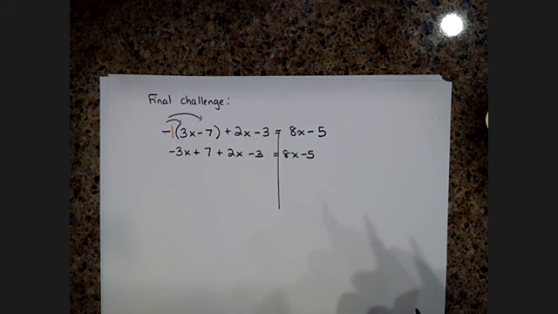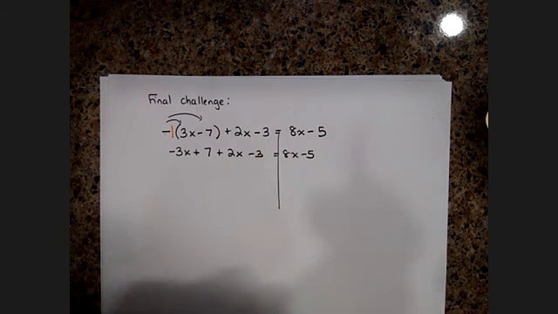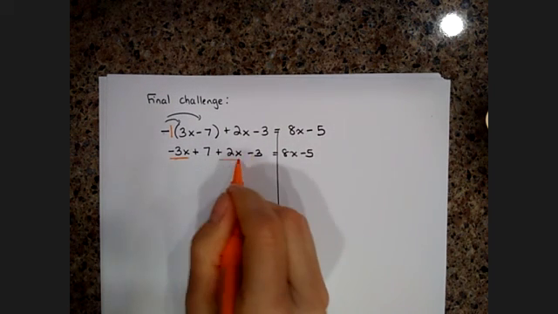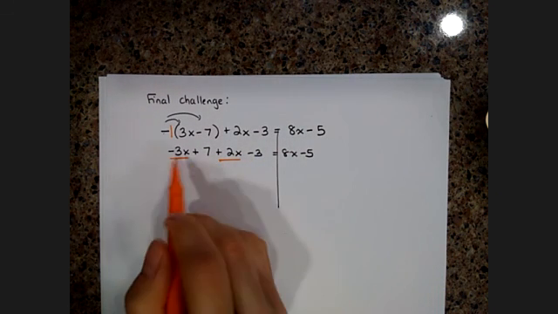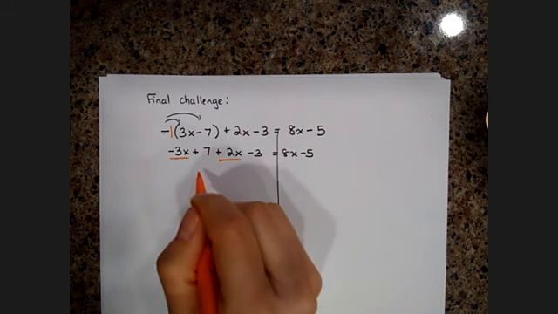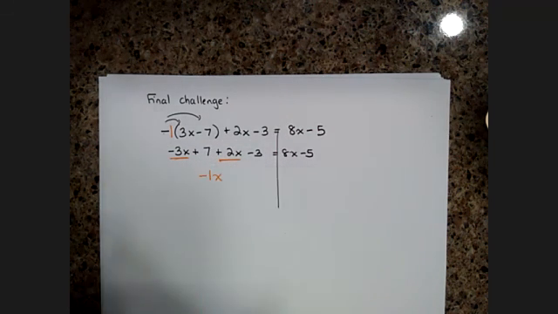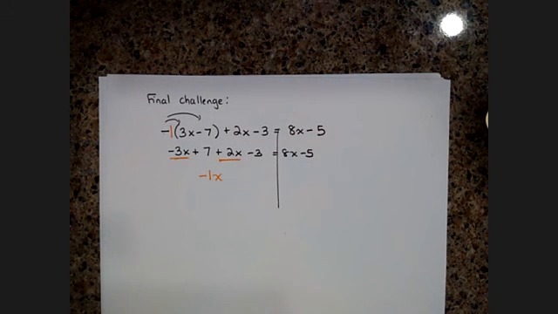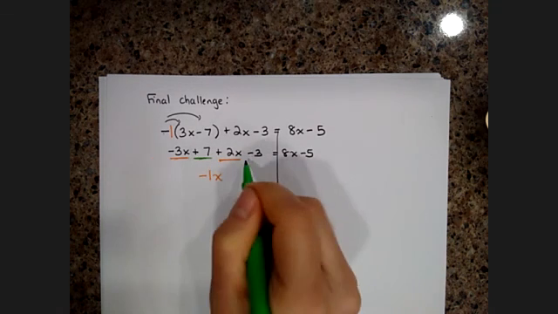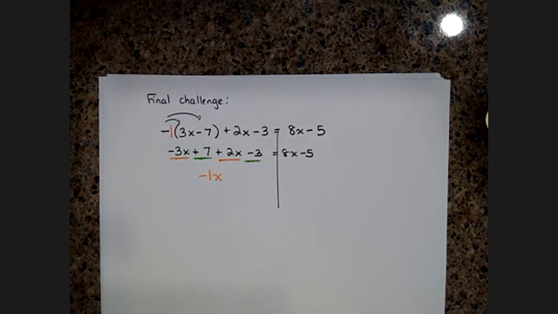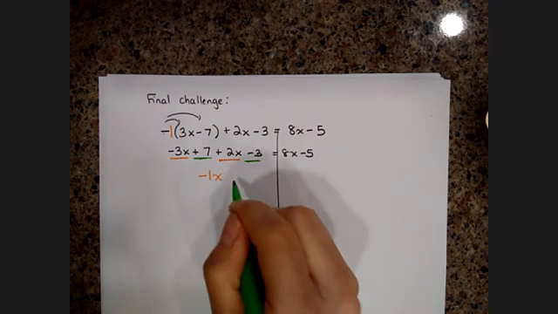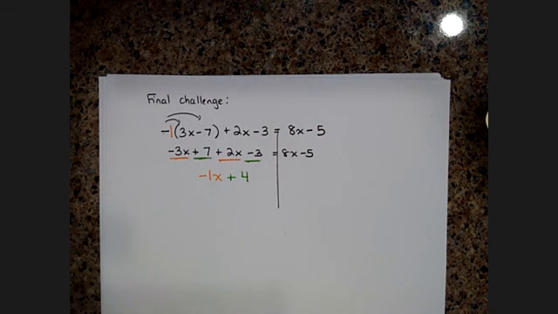All right, now it looks like I have some cleanup to do because I see that I have x's here and x's here. 3 negative x's, 2 positive x's. That's 1 negative x. And then I notice I have plus 7 and minus 3. So 7 positives and 3 negatives make 4 positives.